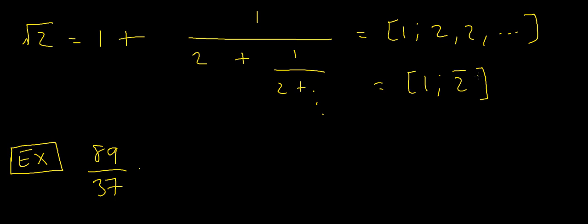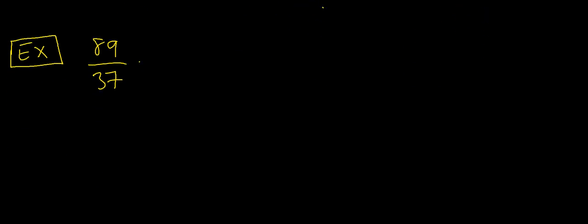Now, if the number happens to be a rational number, then you actually get a finite continued fraction. So at some point, this sequence of integers actually terminates. So let me just show you a very quick way, using the Euclidean algorithm, of finding the continued fractions of some numbers. So how do we do that? Well, the first thing I'm going to do is take the numerator of 89 over 37, and we're going to try and find the continued fraction representation of this.